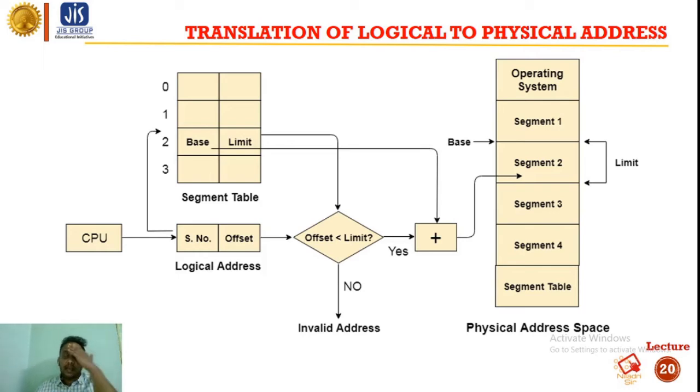For example, if the base register value is 10,000, then an attempt by the user to use address location 100 will be dynamically reallocated to the location 10,100. So 100 has been added to the 10,000. The user program deals with virtual addresses, as it never sees the real physical addresses.